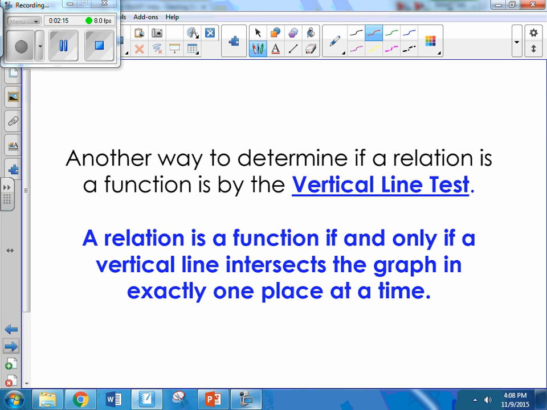Another way to tell if a relation is a function is by what's called the vertical line test. A vertical line is a line that's straight up and down. So if you can't remember that, write yourself a note that this is straight up and down. A relation is a function if and only if a vertical line can intersect the graph at exactly one place at one time. So basically it's actually the same thing as what you did with the table, but it's going to look different with those ordered pairs sitting on an actual XY plane.